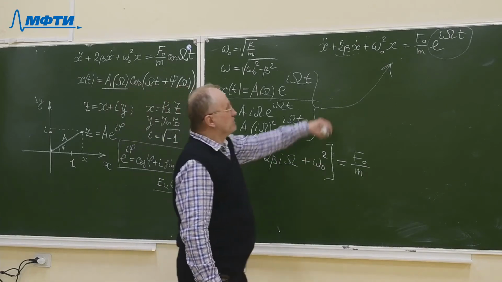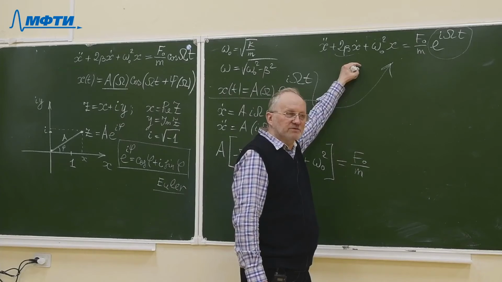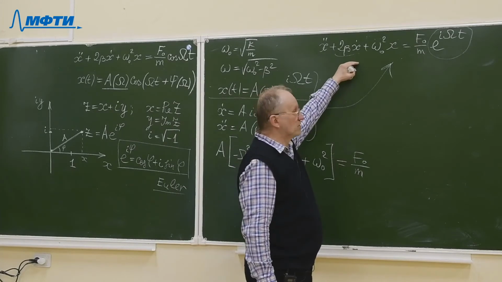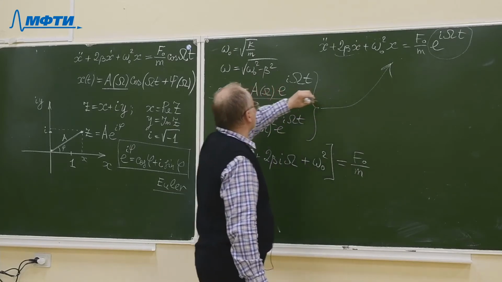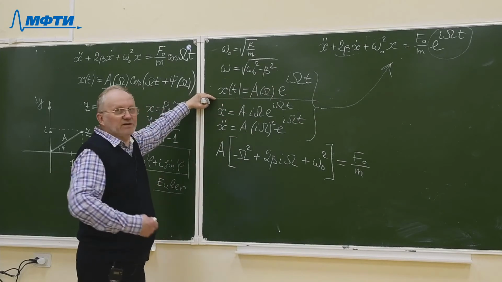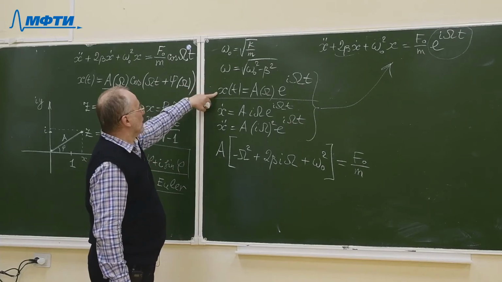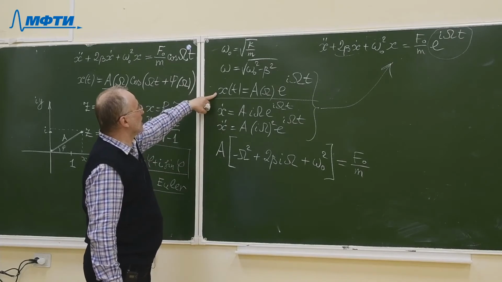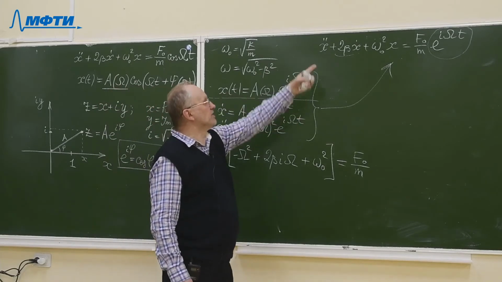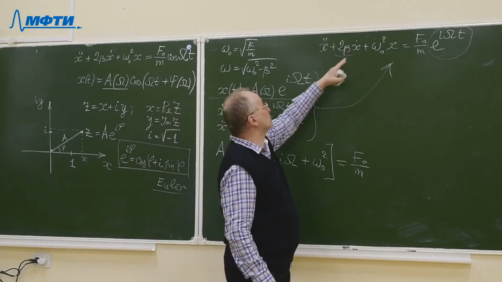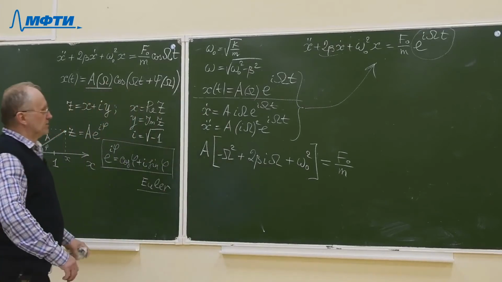So we have the differential equation, which is based on the second Newton's law, describing the motion of our oscillatory system. Based on physical understanding of what's going on, I'm looking for a solution in this form. I'm trying to find the unknown function x of t in this form, and substituting this function into the equation together with its first derivative and second derivative, I arrive at this equation.